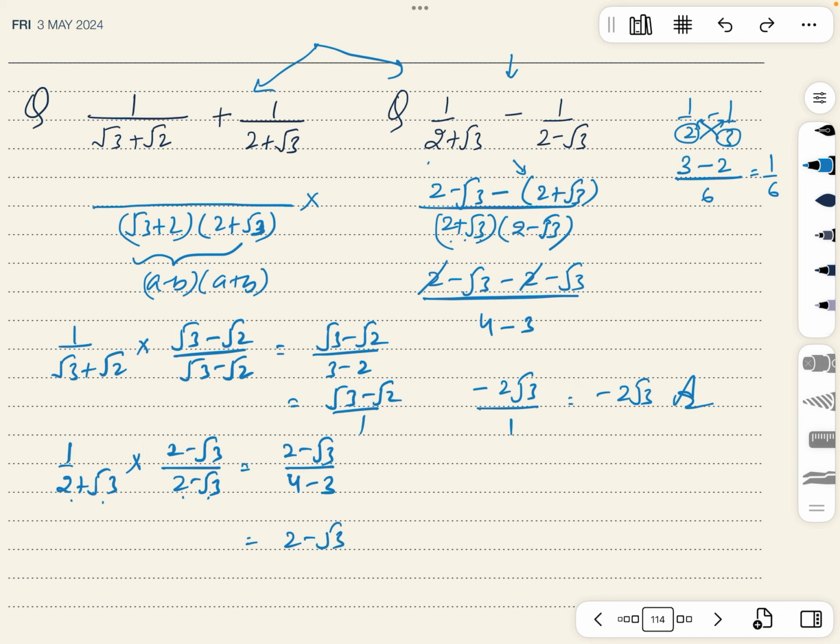Now simplify. Root 3 minus root 2 is for the first fraction, then plus 2 minus root 3 for the second fraction. So we have a plus of root 3 minus of root 3, cancel them out. So the answer is 2 minus root 2. This is how it is to be done. I would suggest that you try it by yourself after pausing this video at this moment, and only then proceed to the next question.